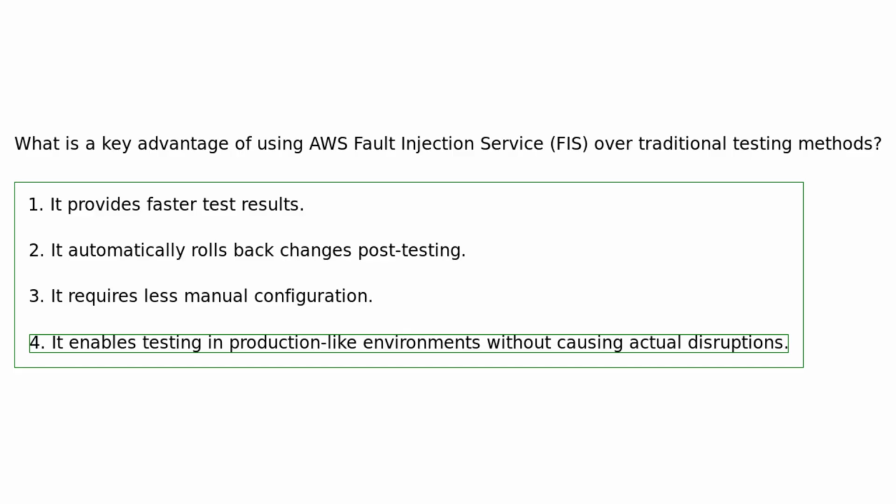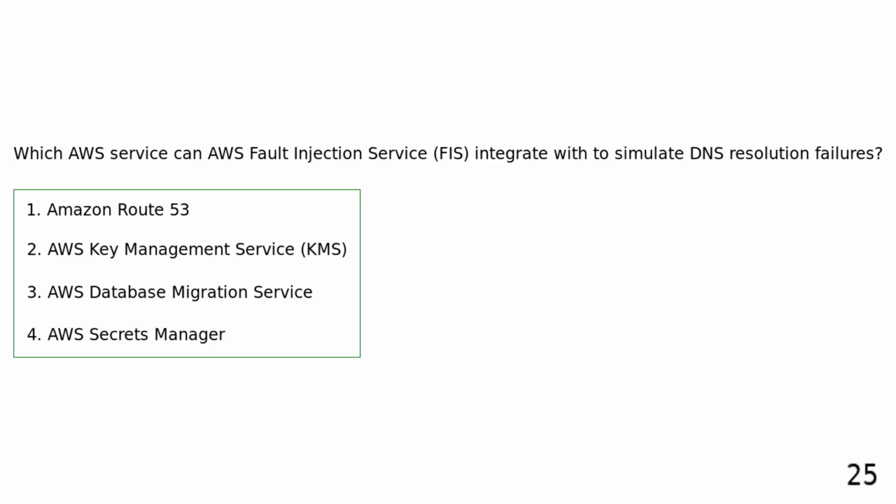AWS Fault Injection Service allows testing in production-like environments by injecting controlled faults without causing actual disruptions, which is advantageous over traditional methods. Which AWS service can AWS Fault Injection Service integrate with to simulate DNS resolution failures? Amazon Route 53, AWS Key Management Service, AWS Database Migration Service, AWS Secrets Manager.